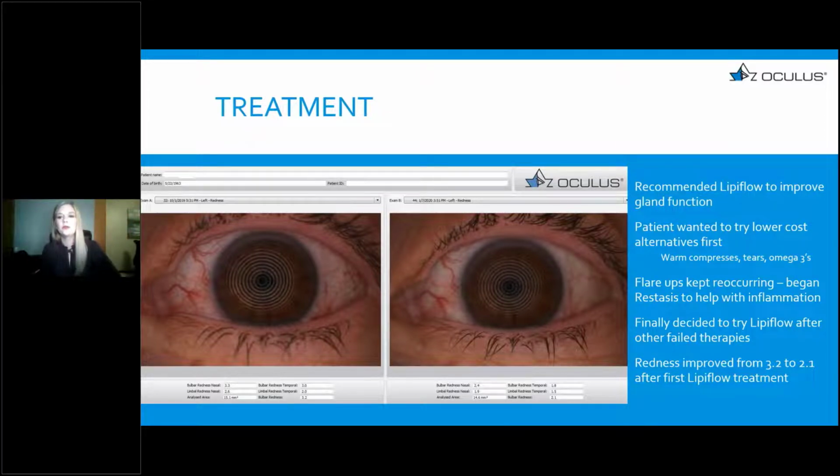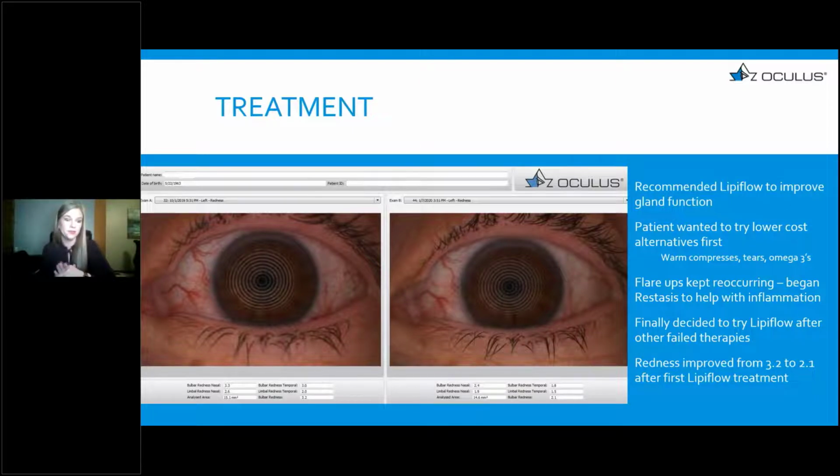We even added Restasis when those didn't work, but the flare-ups kept happening and she kept coming back to see me, okay? And finally, I just told her, I feel like you have to come back to see me so often. At this point, you could have just paid for a LipiFlow with all these office visits that you're paying for. So we finally said, let's just try it, okay? And like I said, she was a little skeptical, but sometimes you have to educate patients over and over and over again with dry eye until they finally jump on board. So she finally did it.